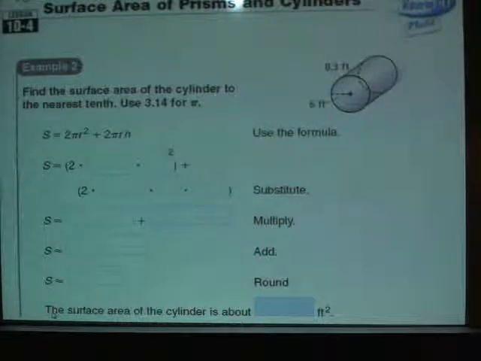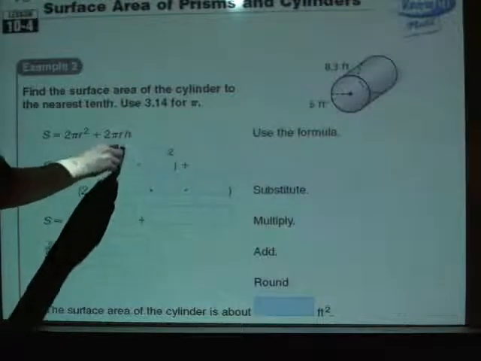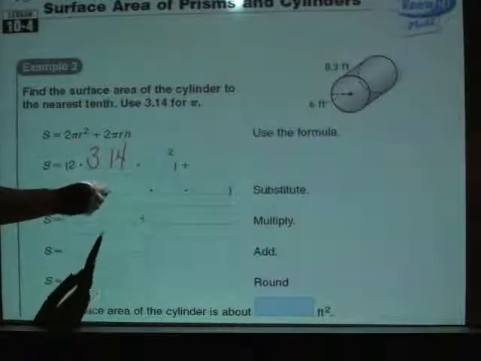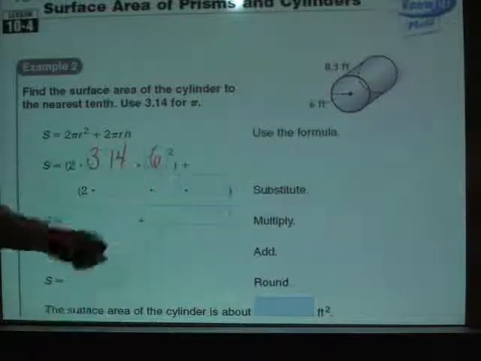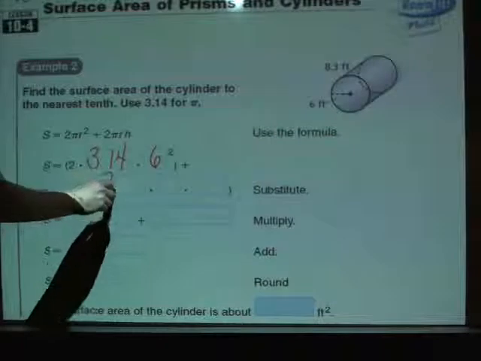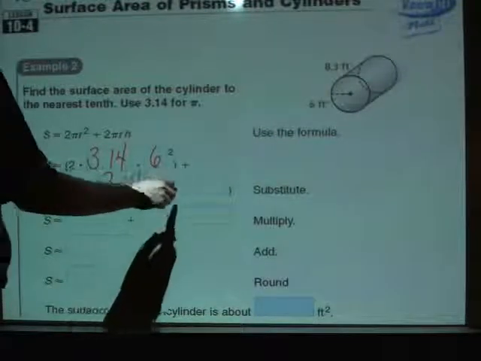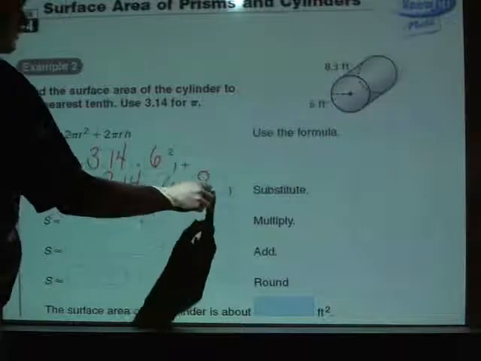So we've got a cylinder here, and as you can see, it's kind of laying down. We can picture it standing up in our head if we need to, but clearly the radius is marked at 6. And that means, of course, the height is 8.3. So the formula says I'm going to take 2, multiply that by 3.14, and then multiply that by the radius squared, 6 squared. I'm going to add to that the product of 2 and pi, which is 3.14, and the radius, which is 6, and the height, which is 8.3.